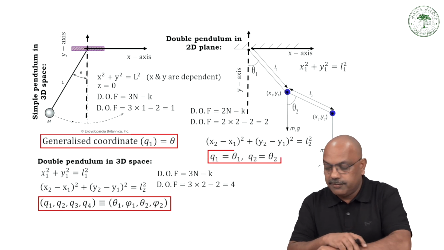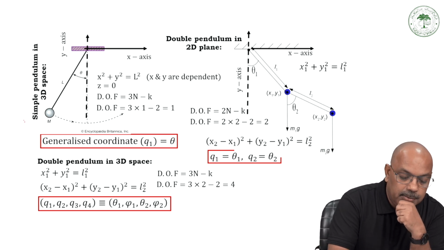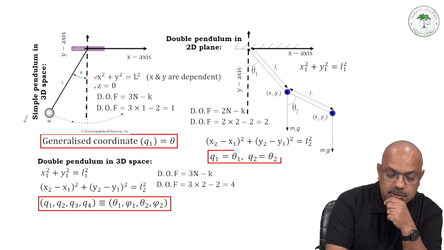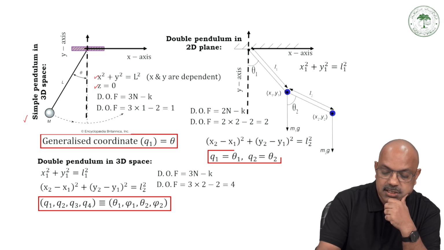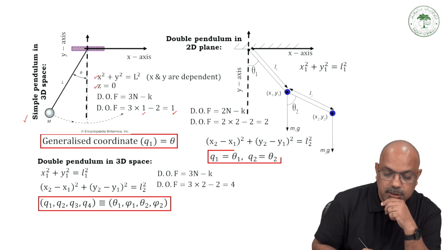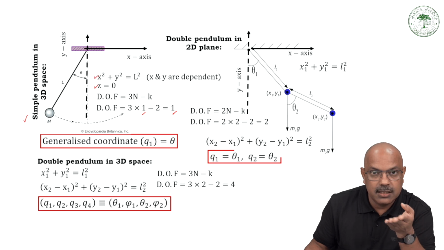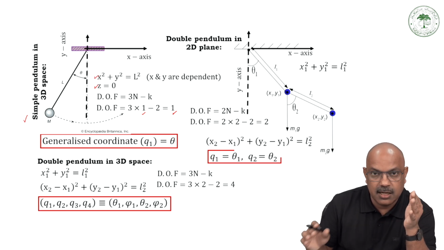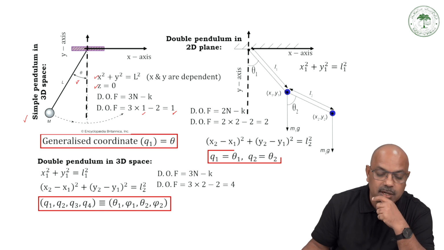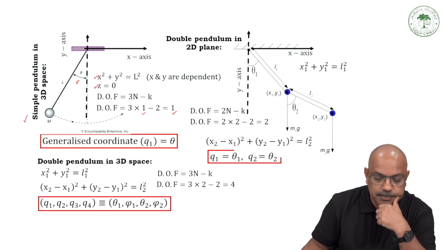Let us figure out certain examples which define the generalized coordinate. The first one is the simple pendulum in 3D space. As we have already gone through, these are the two constraint equations, and it has 1 degree of freedom, depending upon the number of particles, which is 1. So only one motion is possible, and that is completely defined by theta. So that is the generalized coordinate in the case of a simple pendulum in three dimensions.